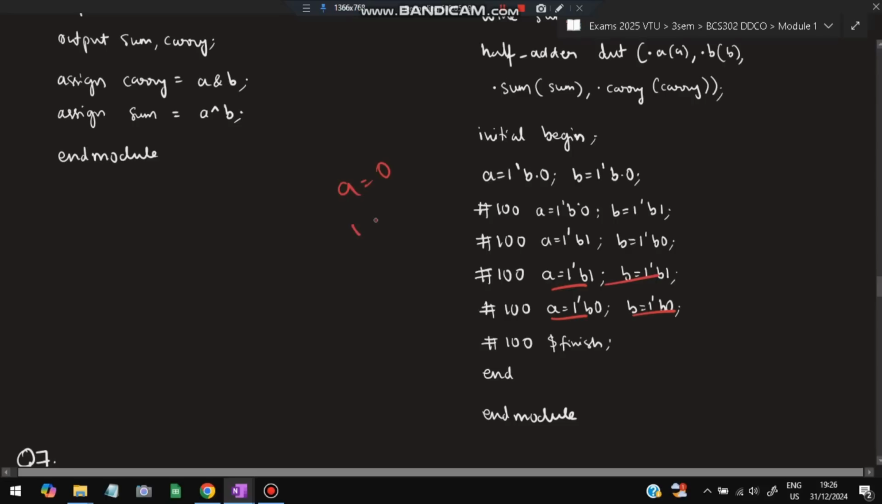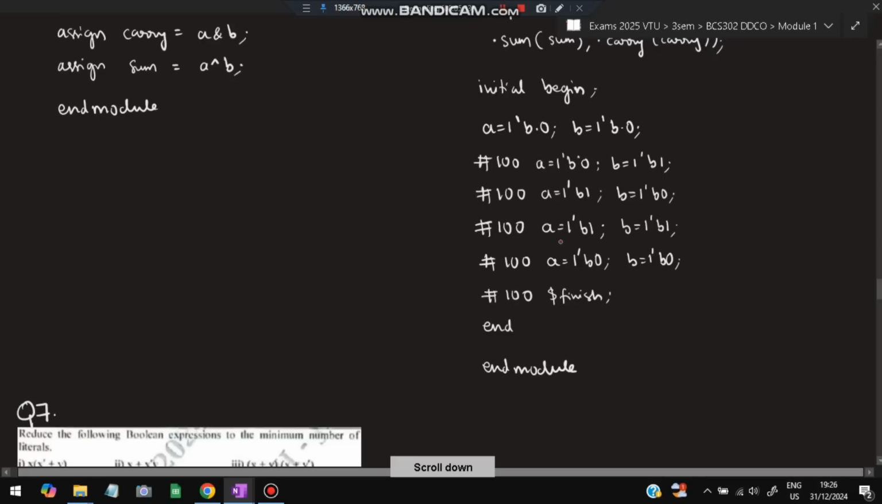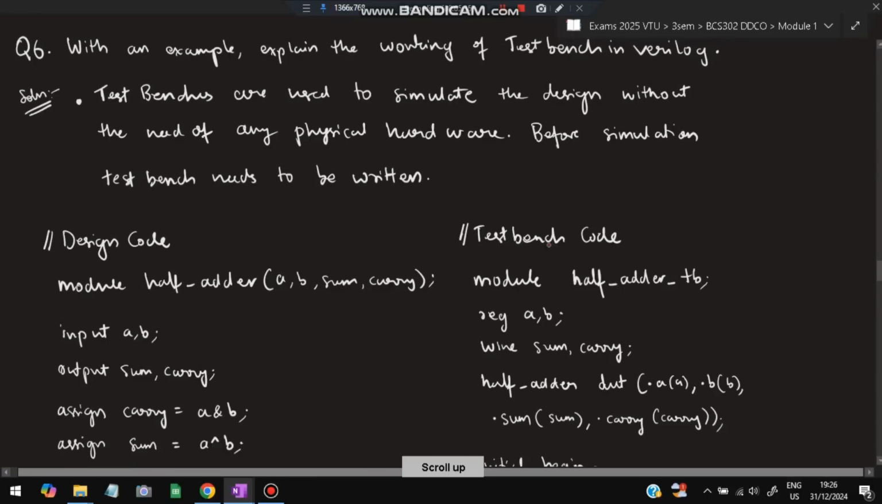If a is 0 and b is equal to 1, what will be the sum, what will be the carry? Only those values are given here, so you just have to write it like this, and end module. Don't try to memorize this one. You can just write whatever you feel. Even if it is not correct, you'll be getting marks. So that's all about the test bench code.